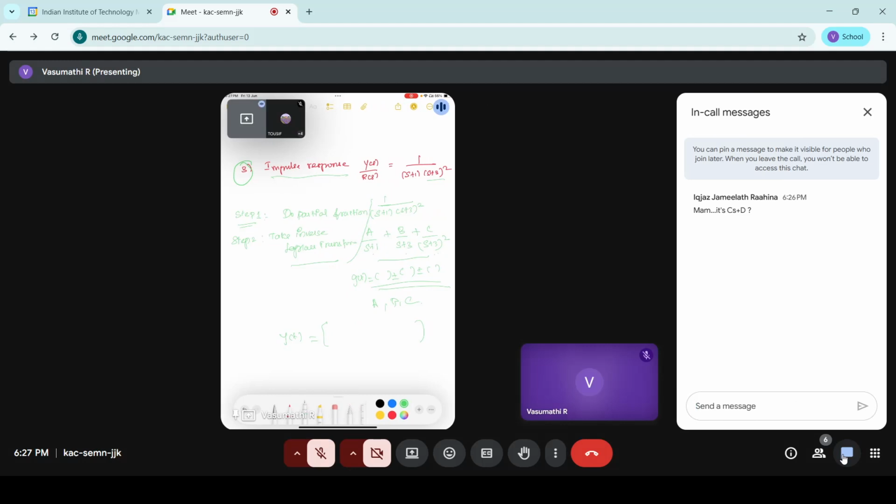No, Cs plus D won't come, because Cs plus D will come if the denominator looks like this. Otherwise, it will be like this one. There won't be any s. If the denominator is of power, you have to write like this one: B by one factor without power, plus C by another factor with power.